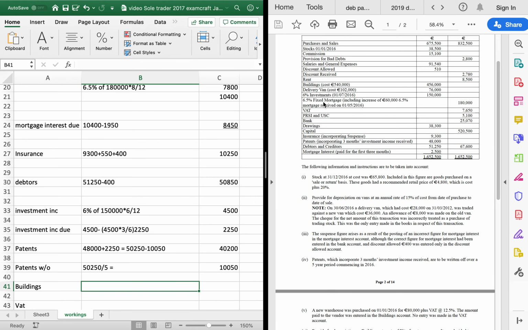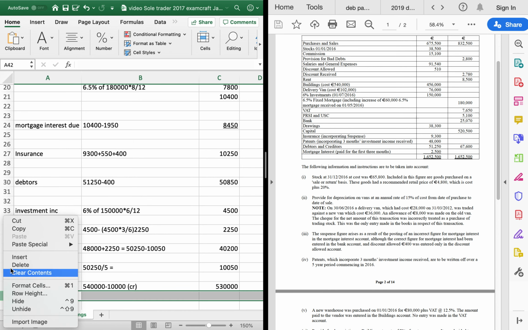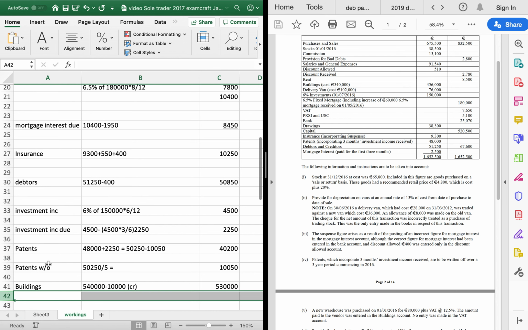So we go to our buildings. Buildings at cost are 540, which includes this 90,000. They've put in 10,000 too much. So you credit the 10,000 from buildings. You take it away. That brings you to the 530. Okay, now I'm going to probably need a couple of lines because I'm about to revalue buildings in a minute. So just let me stick in a line or two here.